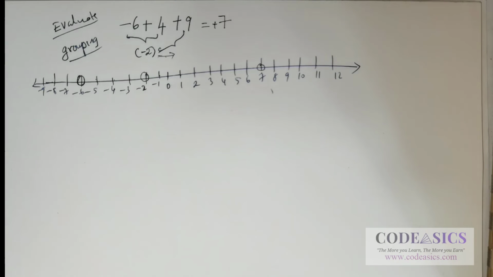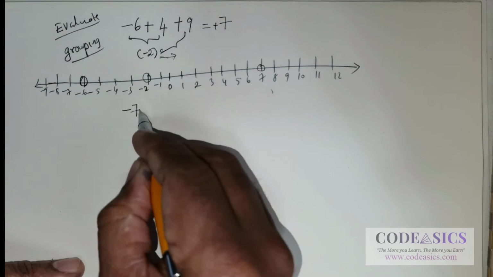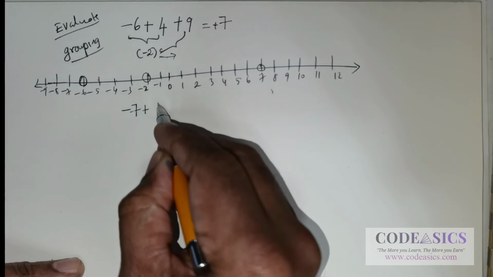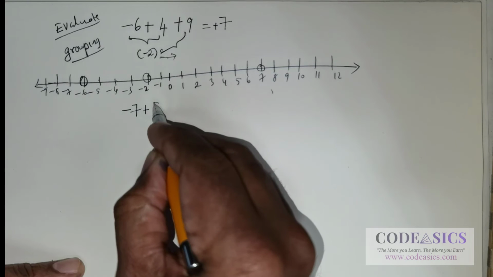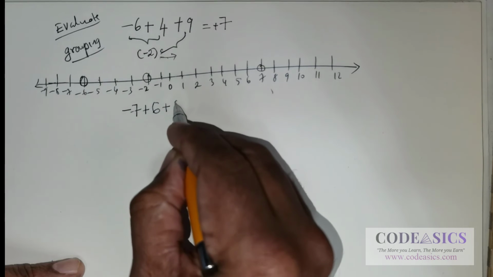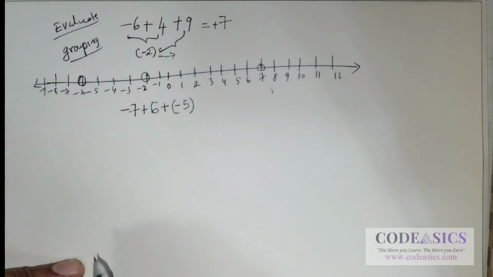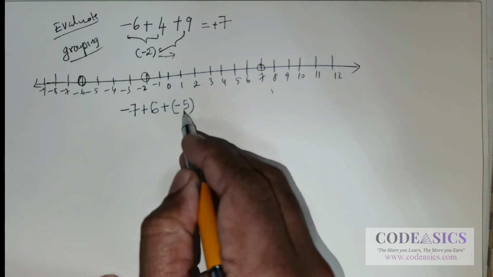Now what if they have given you something like this, say negative 7, positive, say positive 6, and then positive of negative 5. They're giving you like this. Now you see this is a parenthesis, right?